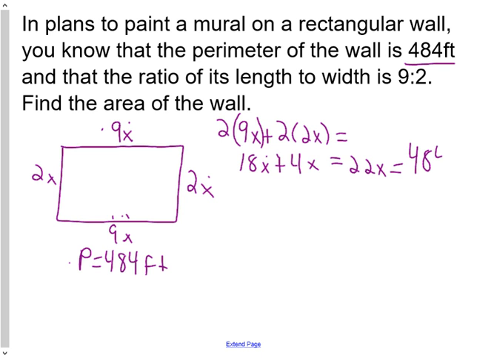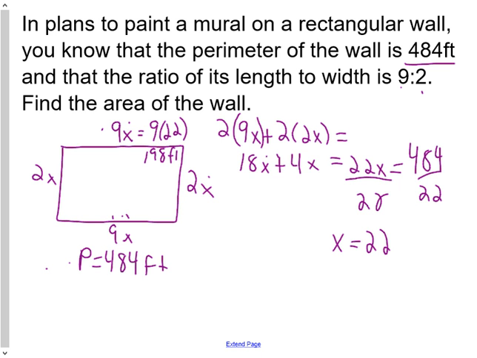So now we can solve for what x equals. Dividing by 22 on both sides, we get x is 22. And so now this is 9 and 2, and now our width becomes not just 9x, but it's 9 times 22, which is 198 when we do the math here for feet, and 2 times 22 gives us 44. Now with 198 times 44, we can find the area.